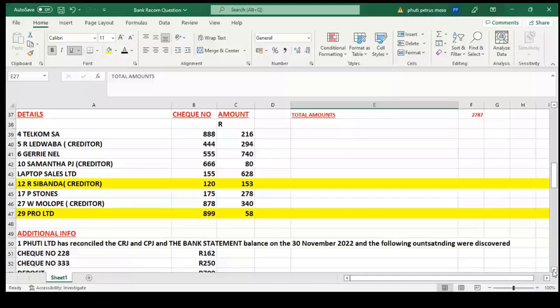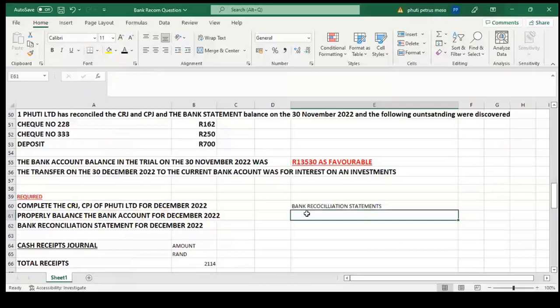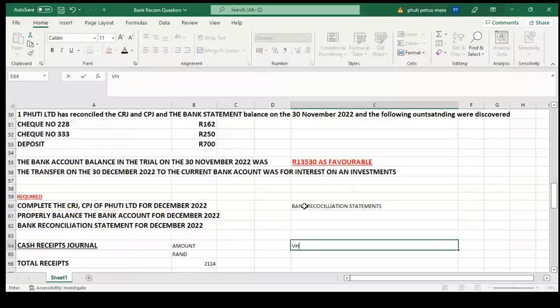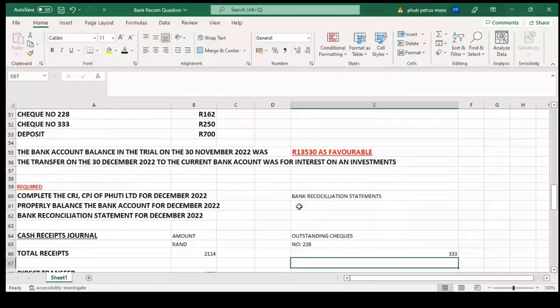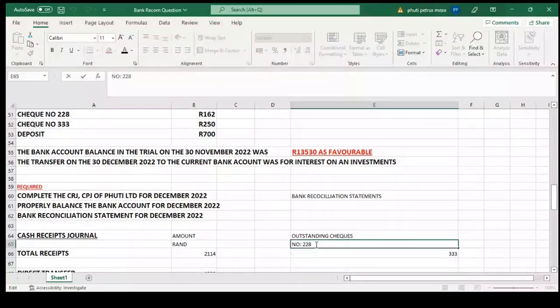Let me just go further down. Okay, bank recon. What do we do here under the bank reconciliation? All right, basically the outstanding checks. Okay. Check number what? 228. And check number 333. Right? Yebo. Okay. Is there any other check again? Are you sure? No. Okay. And what else are we putting?